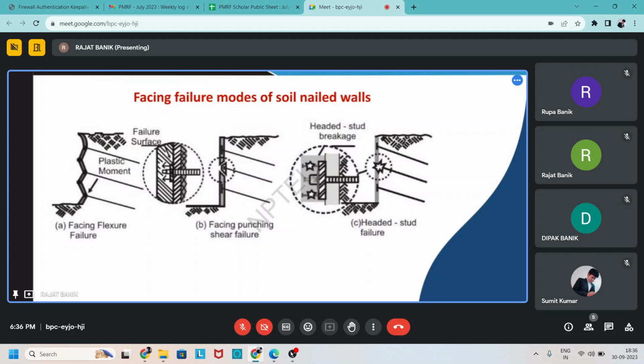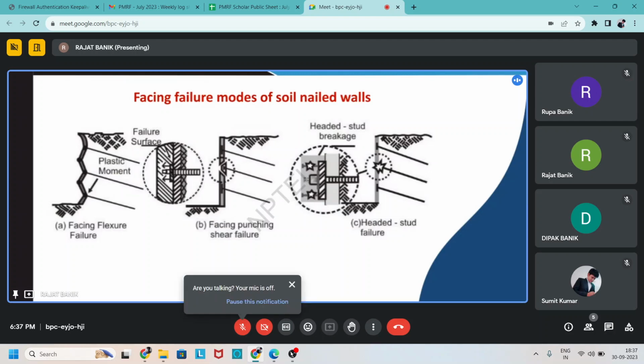And then there is facing punching shear failure. In facing punching shear failure, the nail punches into the ground with its arrangement. It occurs when the force applied during the tightening of the nut and bolt is more than required. Then the last one is headed stud failure.